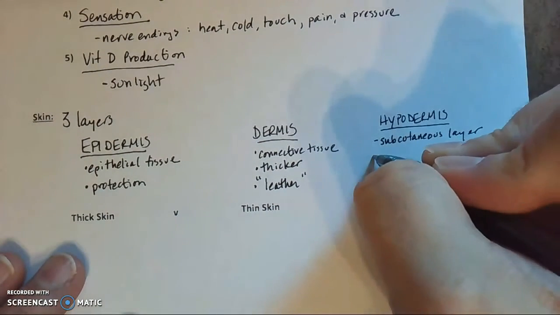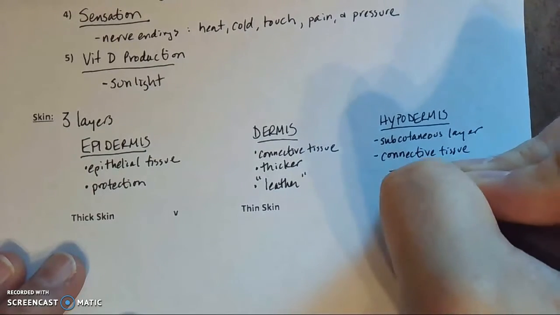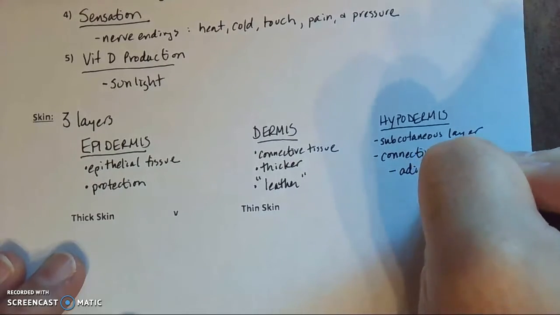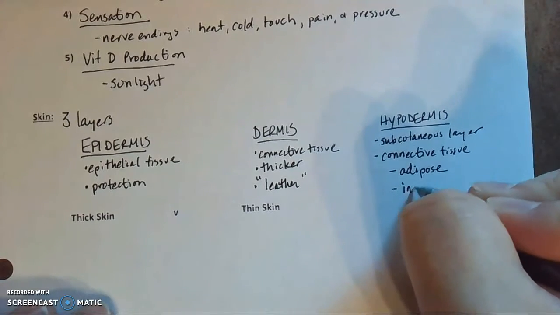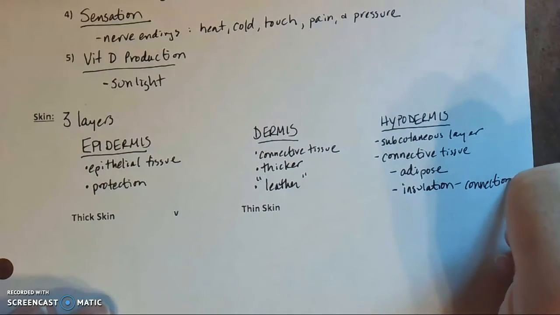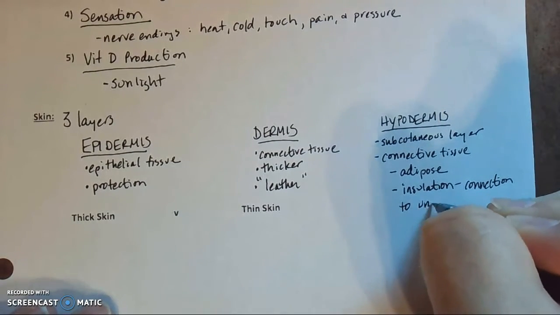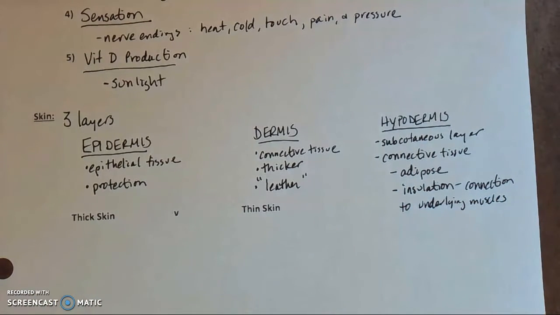Hypodermis is also connective tissue, and mainly it's adipose tissue, so loose adipose connective tissue. And it is for insulation, and it is for connection to underlying muscles. So in addition to adipose, we can also have a little bit of areolar tissue to help make that loose connection, but it is not a solid connection like we would have with desmosomes or semidesmosomes.